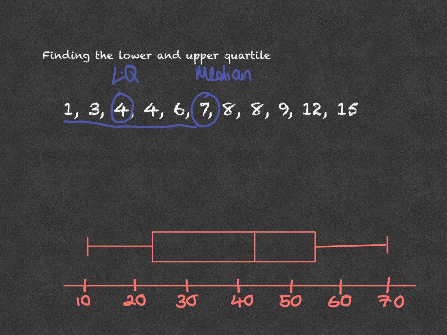And on this side, we see these 5 numbers, 8, 8, 9, 12, and 15, and so the middle number is 9 again. And that's the upper quartile. Okay, so if we had an even number of numbers, you just split it in the middle, you would find halfway in the middle of the two numbers.